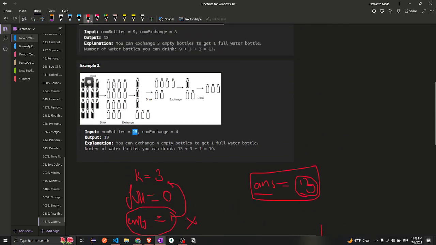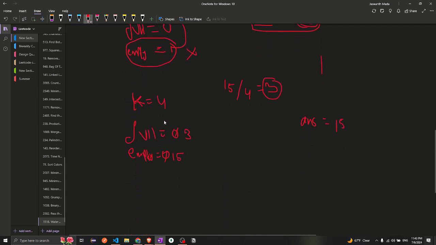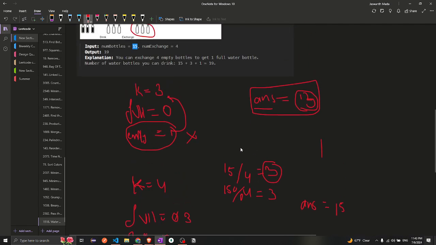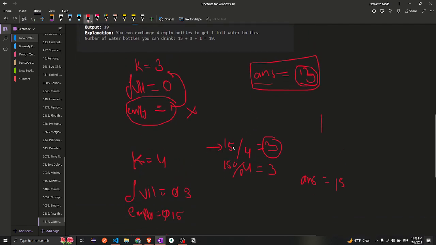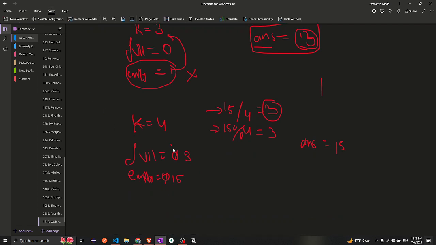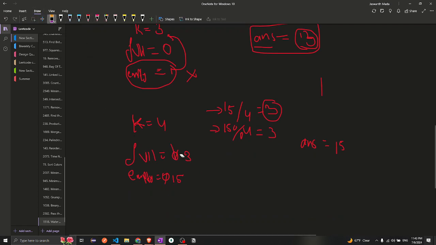If you observe here, we got 3 full water bottles and we're also left with 3 empty water bottles, right? To get the empty, we need to mod by 4, then we'll get 3. So basically what we're doing here is trying to get as many full water bottles as we can, and using this we're finding out how many remaining empty water bottles are there. Here we got 3 full water bottles and we have 3 empty water bottles, right?